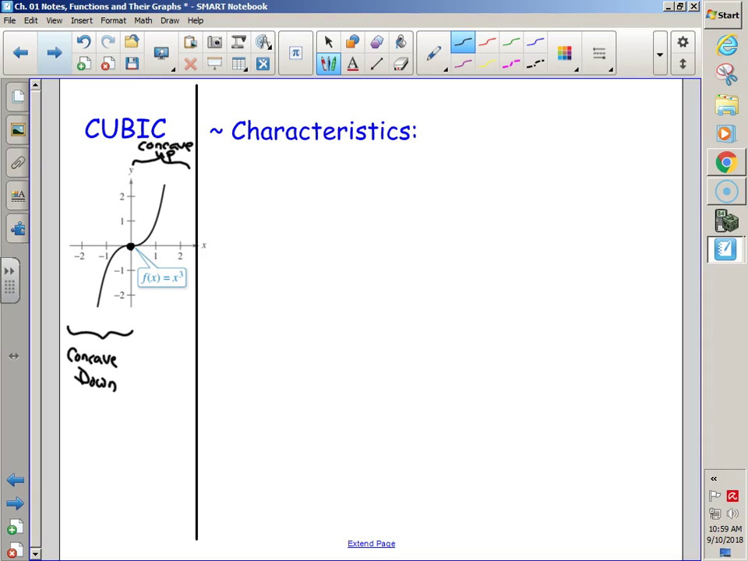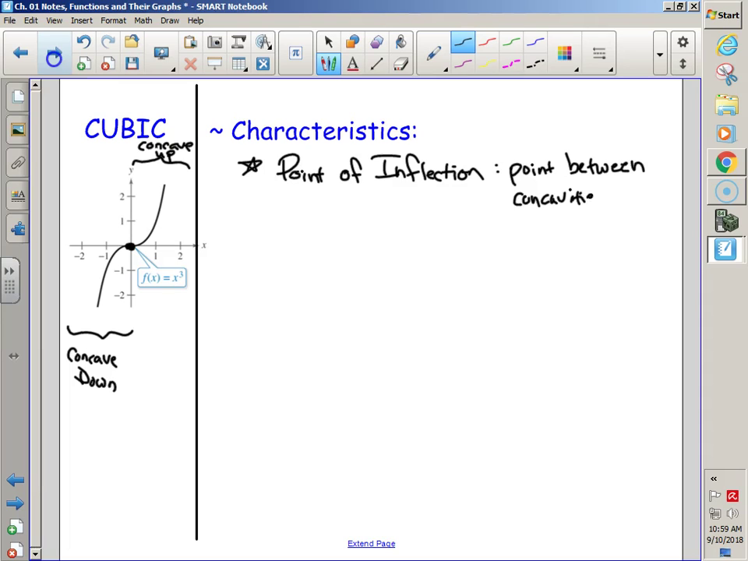There is a special point for cubics, called a point of inflection, or an inflection point. We'll talk more about him when we need to. In general, he's just the separator. He kind of separates the domain. One side is one concavity, the other side is another concavity. A point of inflection occurs between the concavities. That's kind of a good description for a point of inflection.